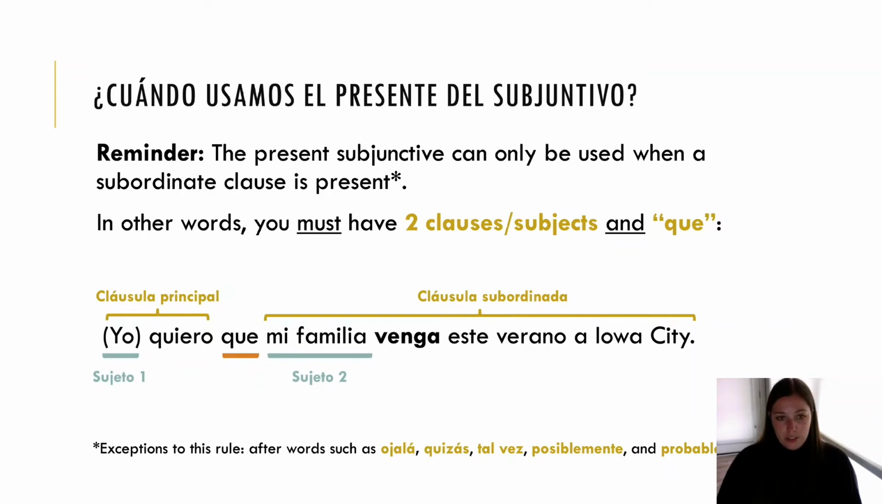There are exceptions to this rule. For example, if you have words such as ojalá, quizás, tal vez, posiblemente, and probablemente, what that might look like is, for instance, quizás mi familia venga este verano a Iowa City. So there are some exceptions, but remember, at the heart of it, you need to have two clauses or two subjects and que.